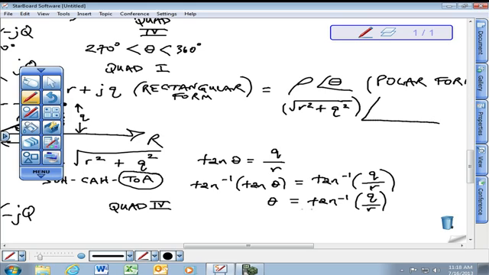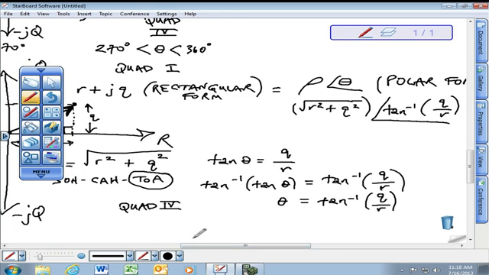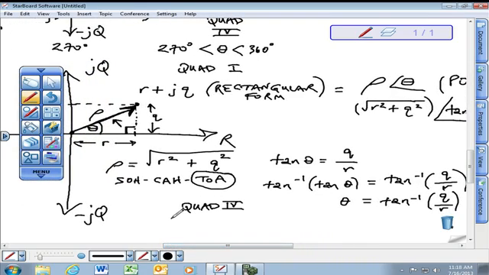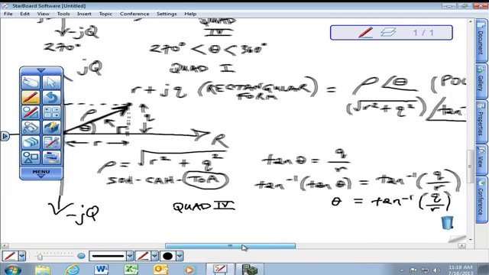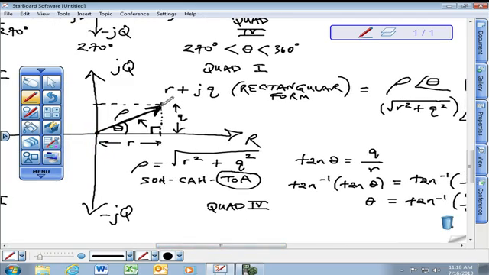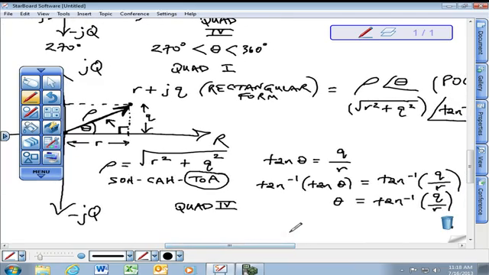And then theta is simply the inverse tan of q divided by r. So now we have a way to represent any number in either rectangular form, r plus jq, or if we know the distance from the origin, that would be, of course, your rho, your magnitude. And then if you know the sides, you can do the inverse tan of q divided by r, and now you can figure out your theta.